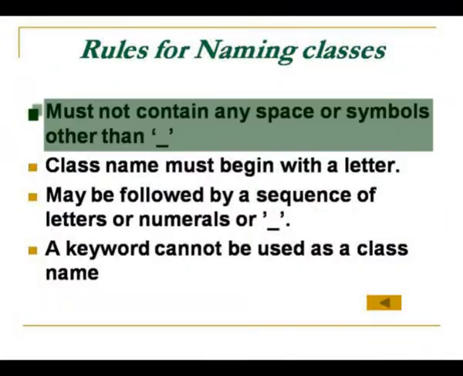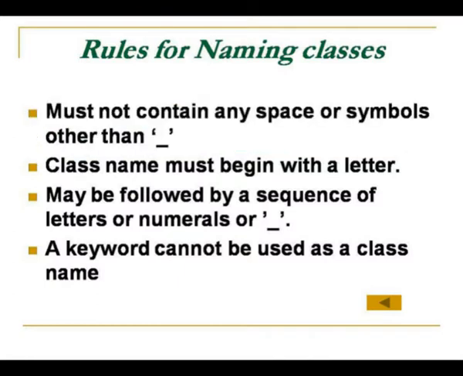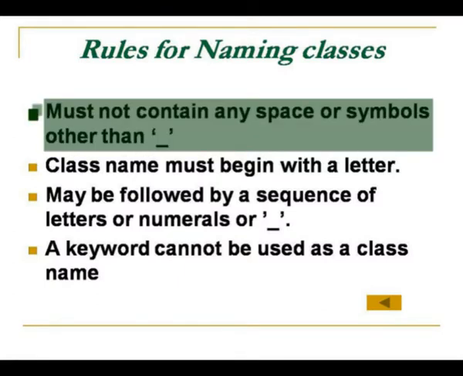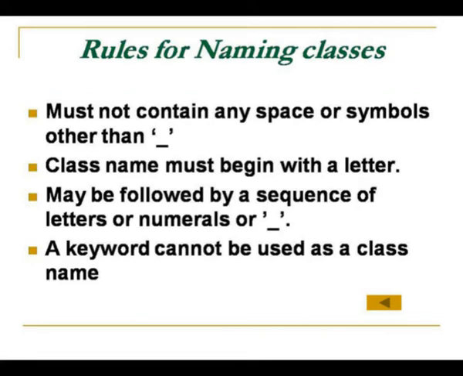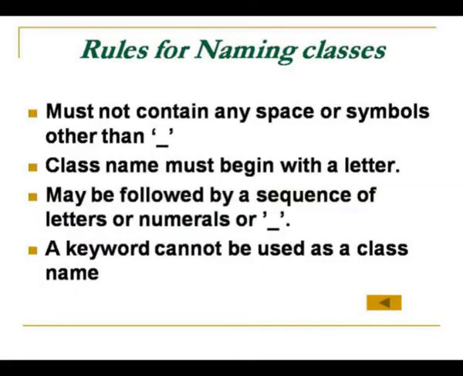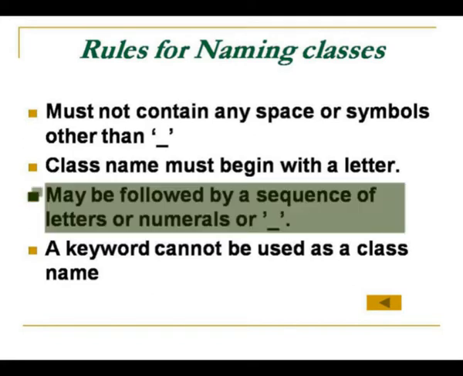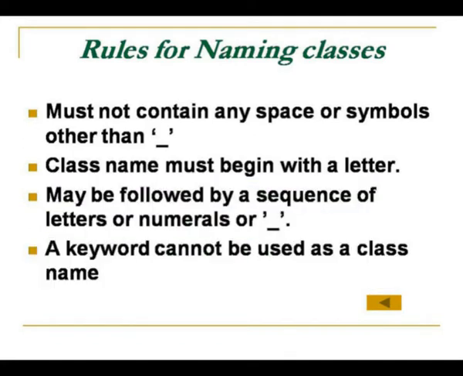So there are certain rules which must be followed when we write the class name. If these rules are not followed, the compiler which compiles a C++ program will return an error message. We will not be able to execute and get the result. It should not contain any space or symbols. The only symbol that is allowed is the underscore. The class name must begin with a letter. It may be followed by a sequence of letters or digits or the underscore. And a keyword cannot be used as a class name.